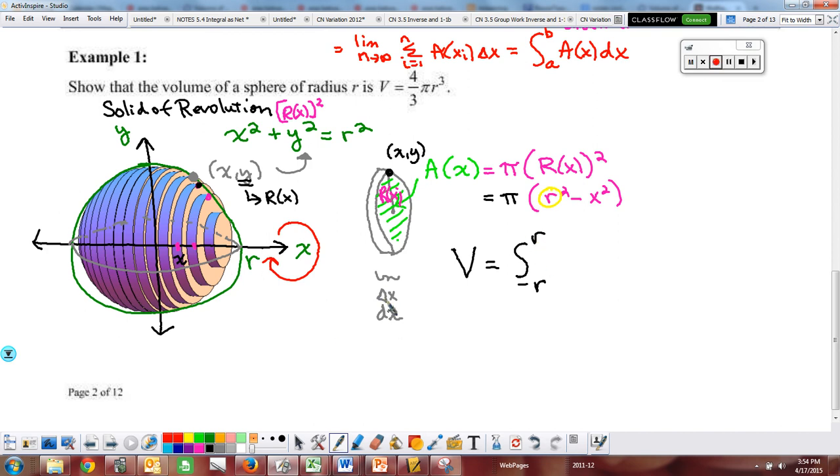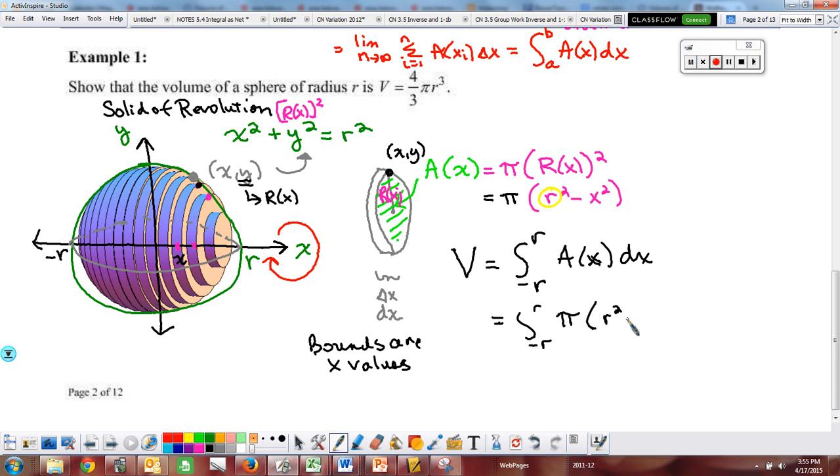Our width is in x, our area is a function of x, our bounds are our x values, just like we were talking before when we did it with the area in 7.1, and it goes from negative r to r for our bounds, of our area formula, A of x dx, which is going to be my negative r to r. My A of x is going to be this pi times r squared minus x squared, and then dx.